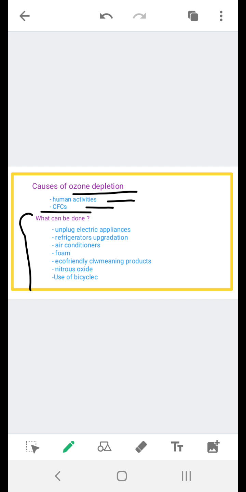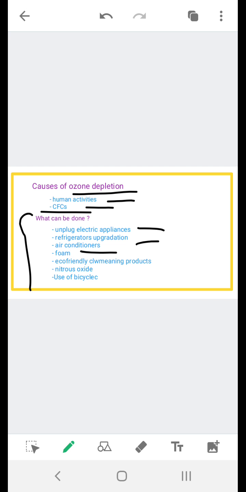The first one is that always unplug electronic appliances when they are not in use as they emit CFCs. Number two, refrigerator upgradation. The refrigerators made before 1995 use refrigerant made from CFCs and are a major contributor to CFCs in the air. These must be replaced with modern ones. The old ones should be disposed of properly. So the old ones should be disposed of and we need to replace them with the modern ones which are not using CFCs as refrigerants.